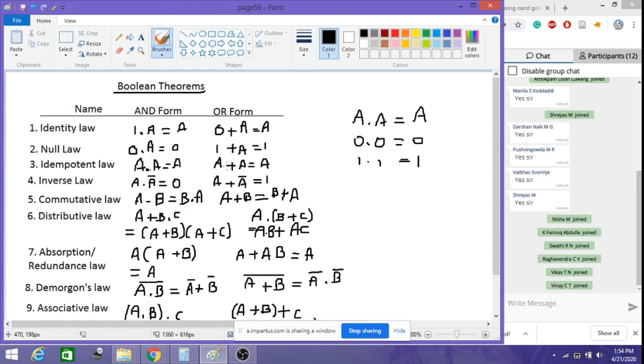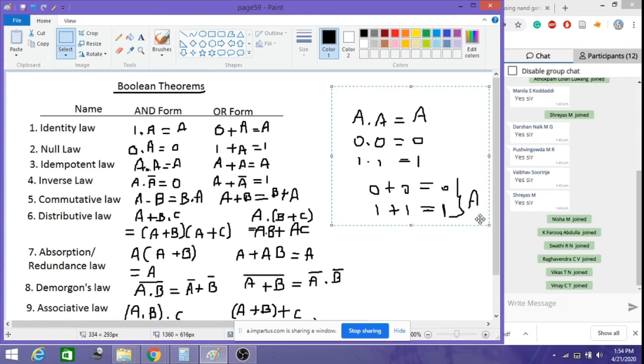Now let us look into the OR form. A plus A is equal to A. It means 0 plus 0 is equal to 0. 1 plus 1 is equal to 2. Sorry, it is not 2. Remember, we are not talking about binary addition. We are talking about logical operation. So 1 plus 1 is equal to logical 1 itself. So it means it is A. So A plus A is equal to A, and A into A is also equal to A itself.